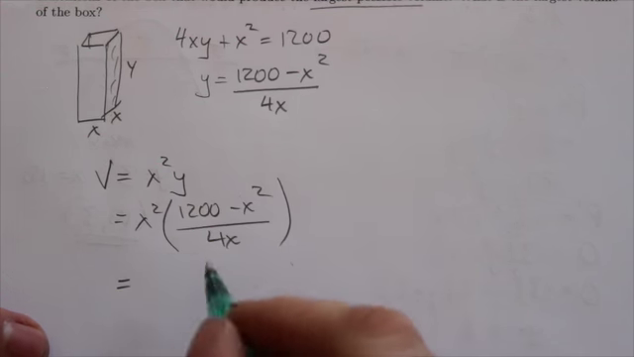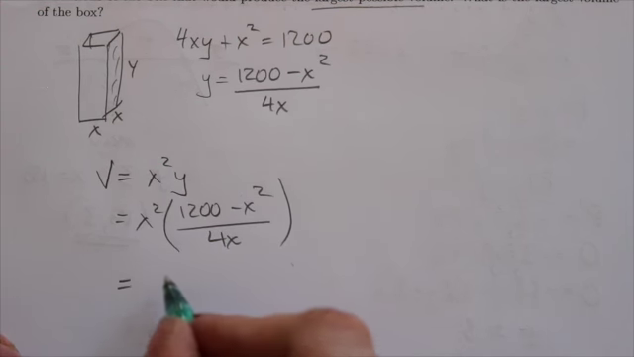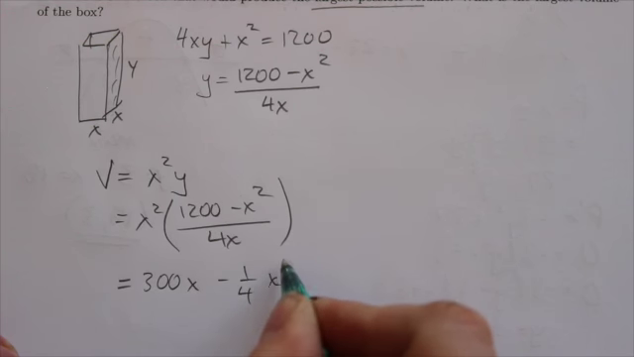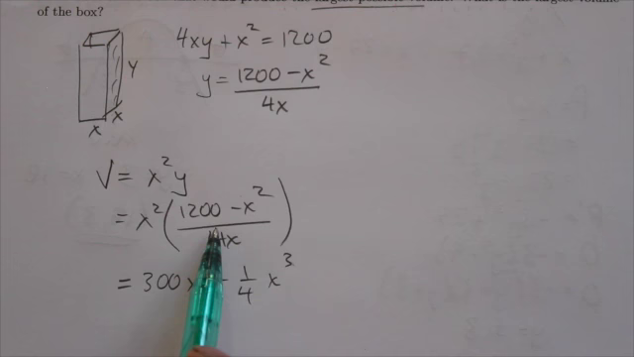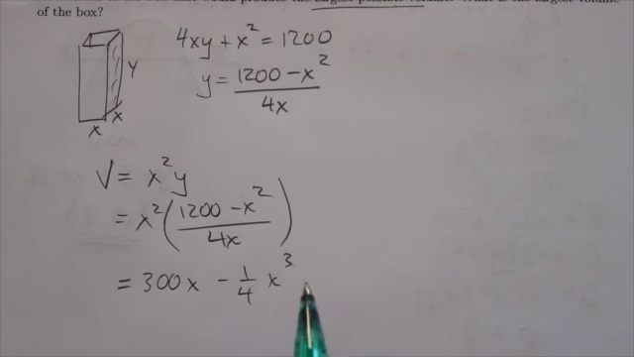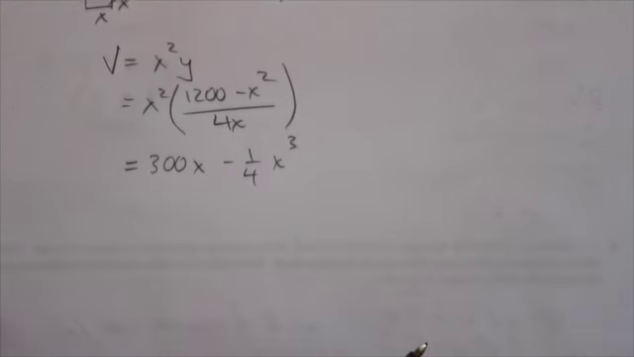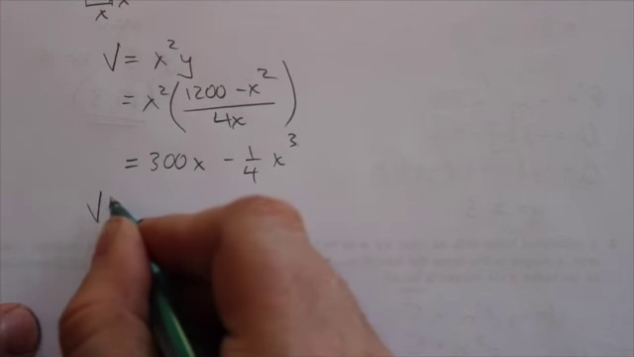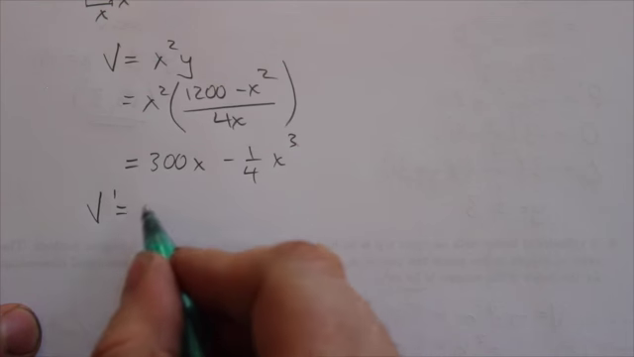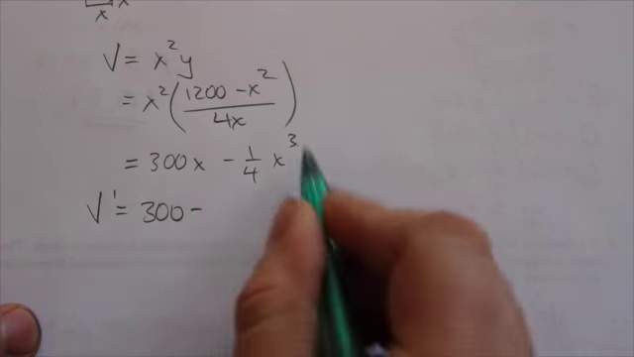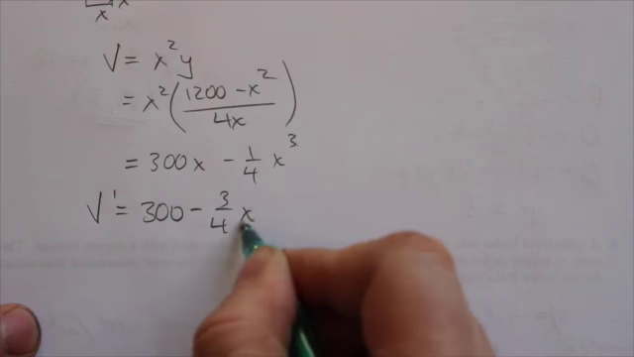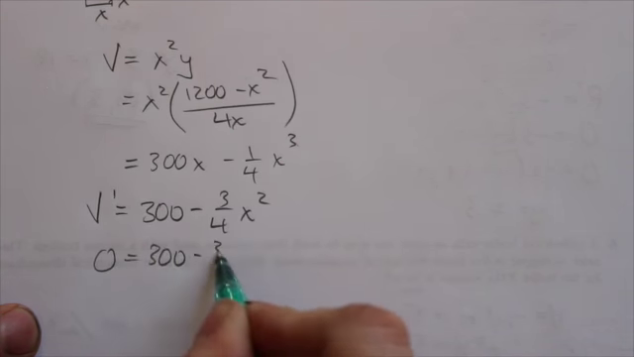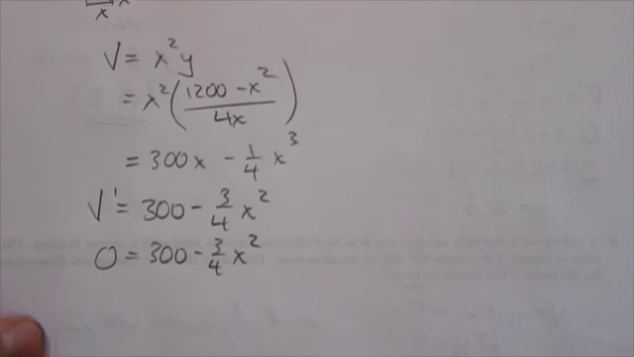I will expand that. I've got a couple things going on here. This is going to end up being 300x minus 1/4 x cubed when you distribute the x squared through and then simplify by distributing the 4x to both of those terms there. So this is about as simple as I really need it. Now to maximize volume, I take the derivative of volume to get 300 minus 3/4 x squared.